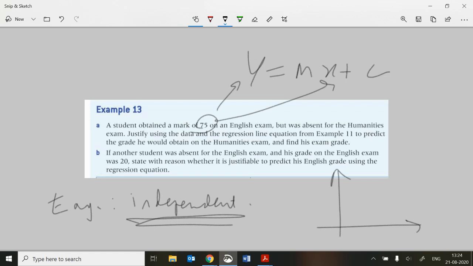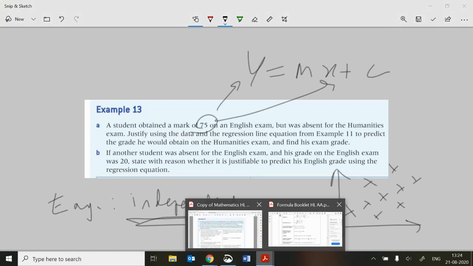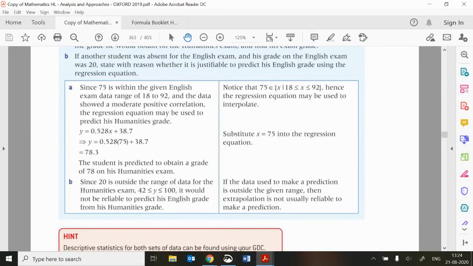Is it justifiable? Well, it depends on how close the correlation is. If the correlation is really close, nearly 1, then yeah, sure, this would be a really good idea. Whereas if it's a very weak correlation, then it would be a poor idea. So in fact, there are two answers to that second part. So let's look at that again. It's dead easy for the first part. We just substitute in our value of 75.